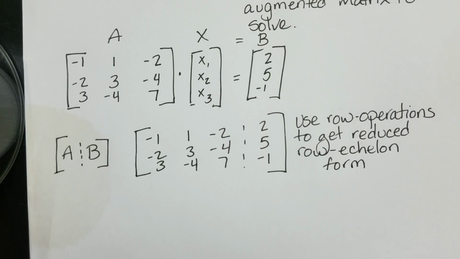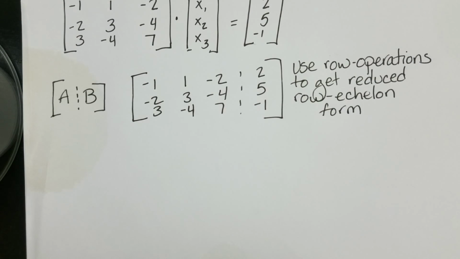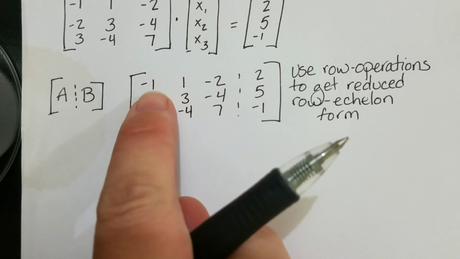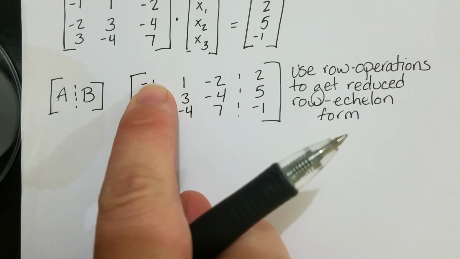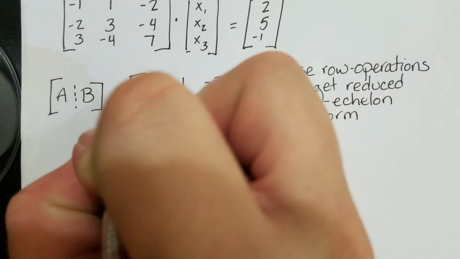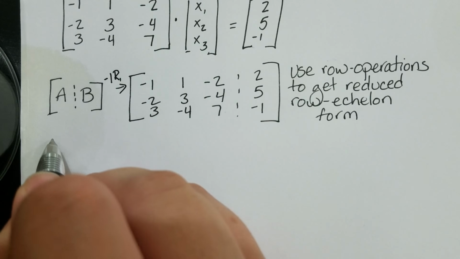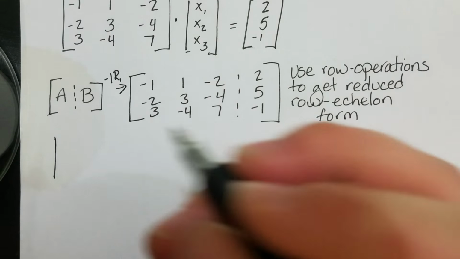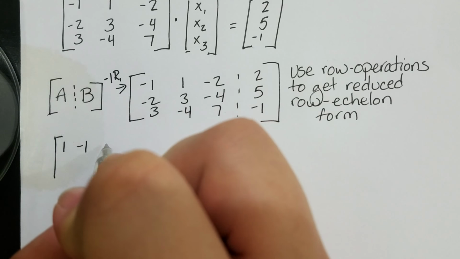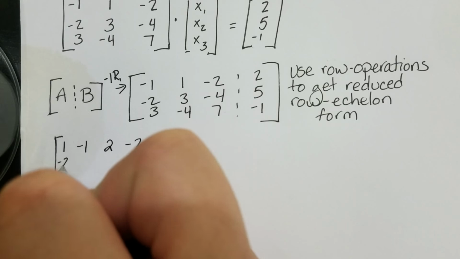Basically we need to do this the same way we've been doing Gauss-Jordan elimination. So in this case, I need to get the leading coefficient to be 1. So I'm just going to multiply the whole first row by -1, and I'm going to get +1, -1, +2, -2. The other rows stay the same.